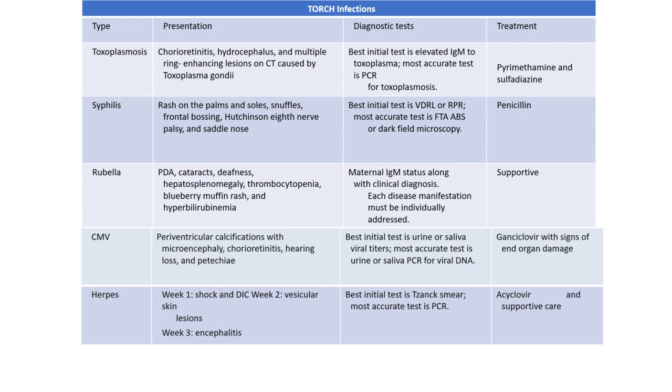The next is syphilis. It usually presents with rash on the palms and soles, sniffles, and frontal bossing. Also, there are Hutchinson teeth, 8th nerve palsy, and saddle nose. The best initial test is VDRL or RPR. The most accurate test is FTA-ABS or dark field microscopy. And the treatment is penicillin.